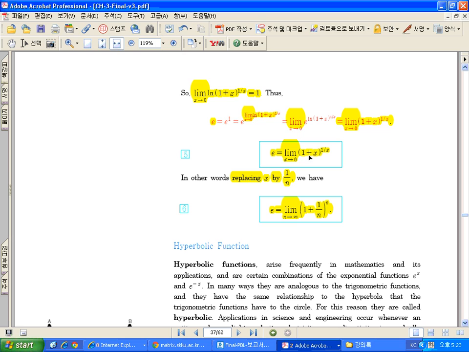And also, e has a lot of meaning. I have told you, it's a summation of a special series and a limit of this. And if we replace this x by 1 over n, then e can be written as a limit of 1 plus 1 over n to the nth power as n approaches infinity.